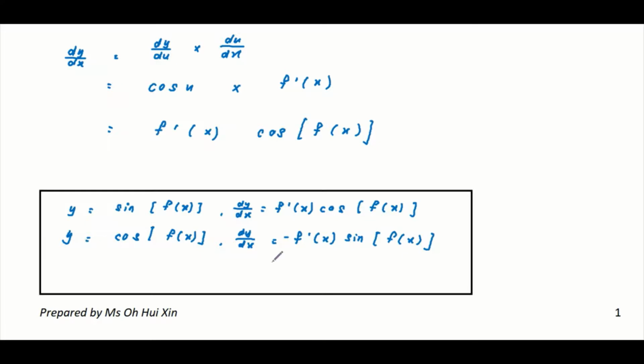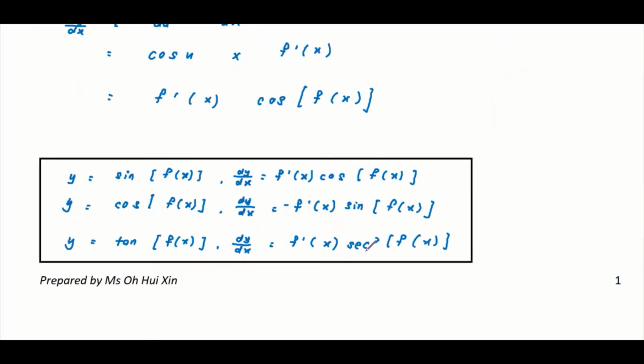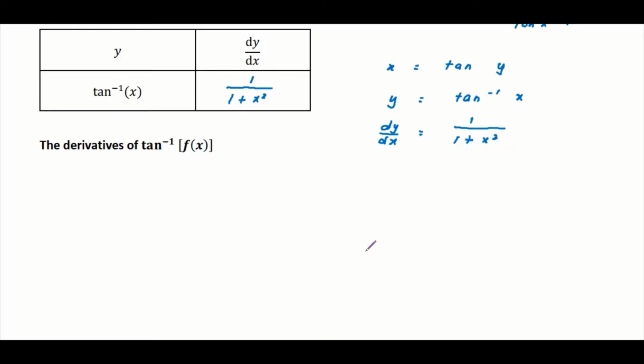Moving on to the last one, which is tangent. y equal to tangent f(x). When you differentiate it, dy/dx gives you f prime x, and after that, secant squared f(x). You have to be very careful, because this will not be given in your exam. They assume you know how to do this by using the chain rule, so you will need to remember it by yourself. All right, let's move on to the next one.